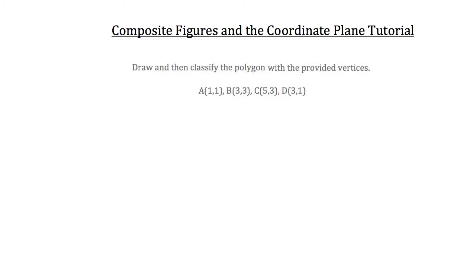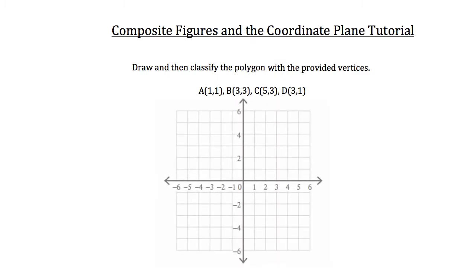In this problem, we're asked to draw and then classify the polygon with the provided vertices. And we've been given these vertices A, B, C, and D down below. So the first thing we want to do is bring in a graph. And then we want to plot each of those points on the graph. So I'll just begin with A. A occurs at 1, 1. So I'll go 1 to the right and then 1 up. And I'll write that as point A.